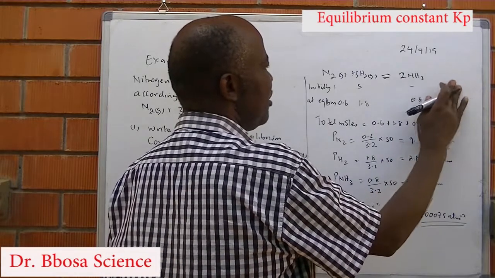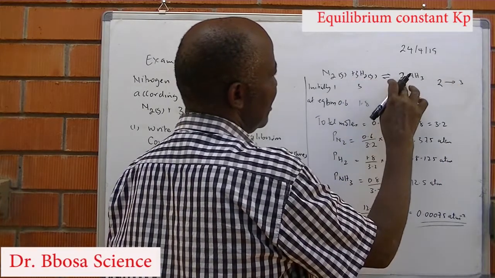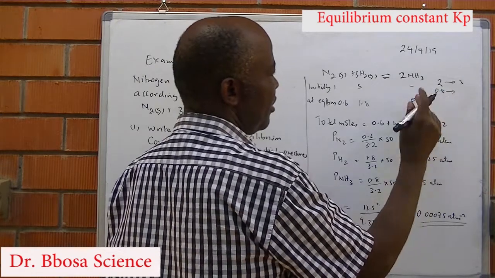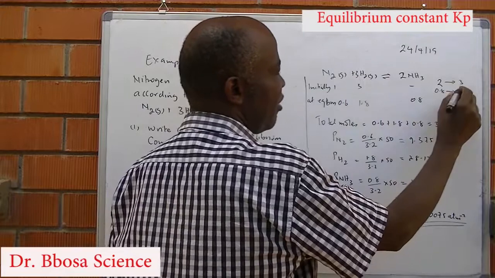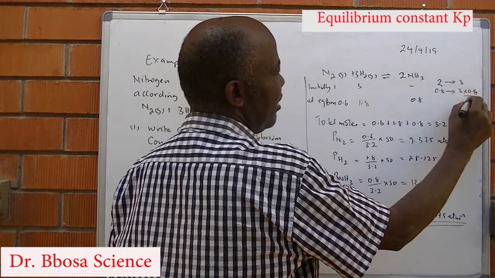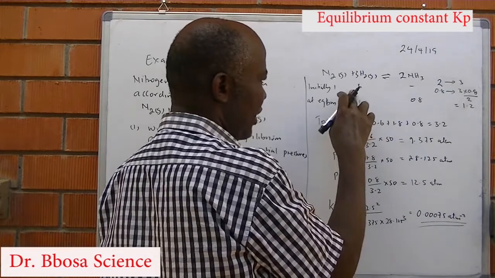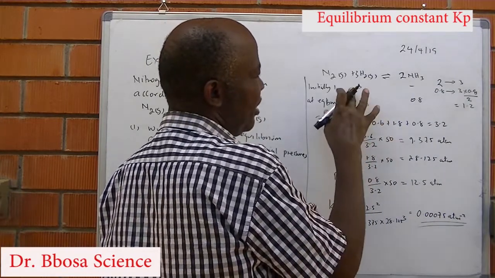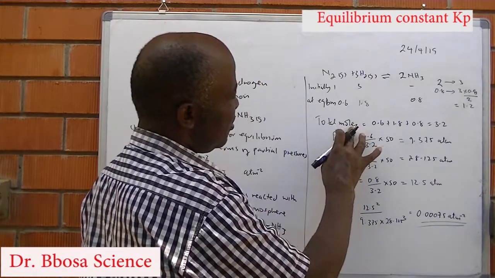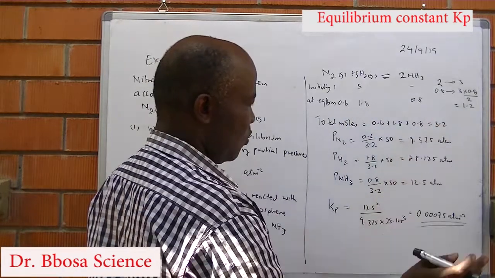Then we would also find the moles of hydrogen at equilibrium. 2 moles of ammonia requires 3 moles of hydrogen. If 0.8 formed, how many moles of hydrogen reacted? Will be 3 times 0.8 divided by 2, which would be equal to 1.2. When 1.2 react, what remains will be 3 minus 1.2, which is equal to 1.8. Total moles will be equal to 0.6 plus 1.8 plus 0.8, which is 3.2.